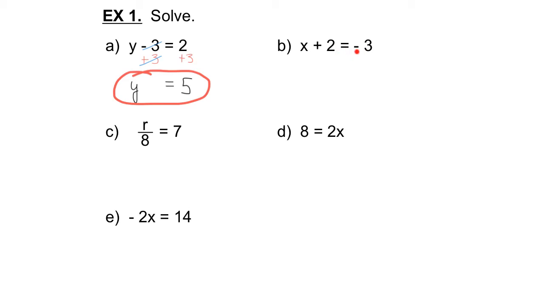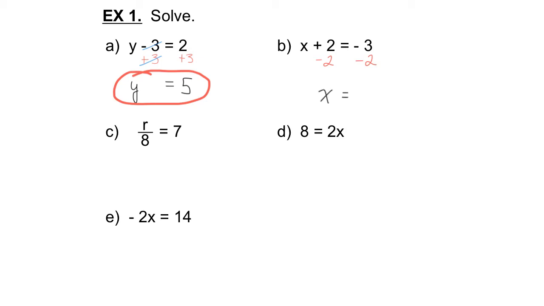How do you maintain balance in order to isolate x? Well, you do the opposite again. Instead of plus 2, we're going to do minus 2. Since we changed the left, we have to change the right so that they're still equal. We're maintaining balance. So plus 2 minus 2 cancels out.